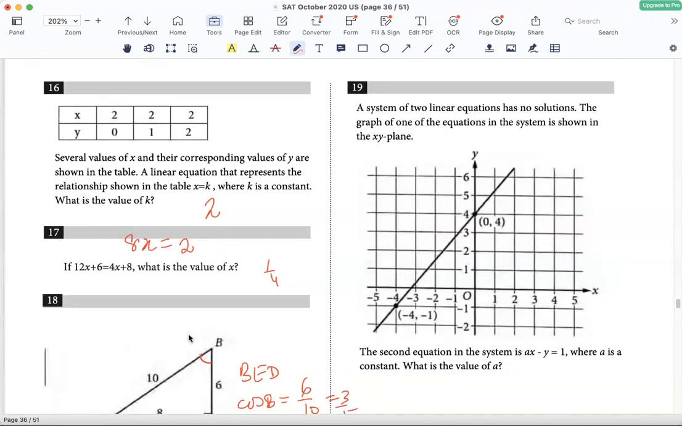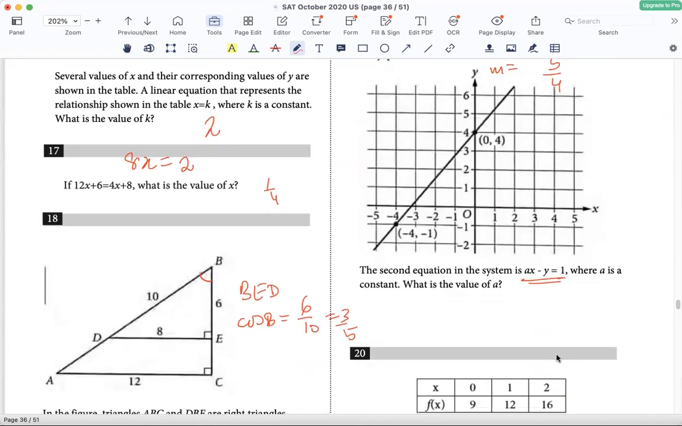A system of two linear equations has no solutions. The graph of one of the equations is shown here. The second equation in the system is this, where A is a constant. What is the value of A? So for the system to have no solutions, the lines need to be parallel, which means they'll have the same slope. So what is the slope of this line? Slope is 4 plus 1, 5, 5 by 4, right? So this also should have a slope of 5 by 4.